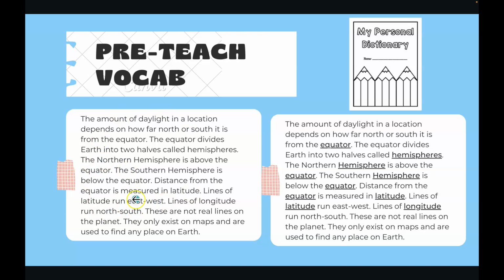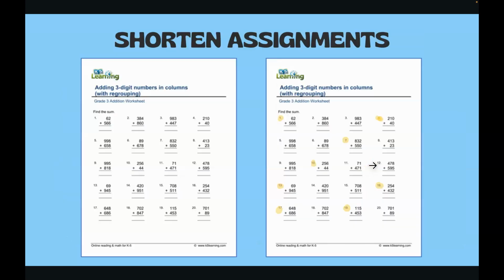So then students are going to be getting this reading, and the EL learner gets to use their dictionary during the reading. The second strategy is just a shortened assignment. This one's pretty easy. Everyone has to do this entire worksheet except for the one student, and they only have to do the highlighted problems.